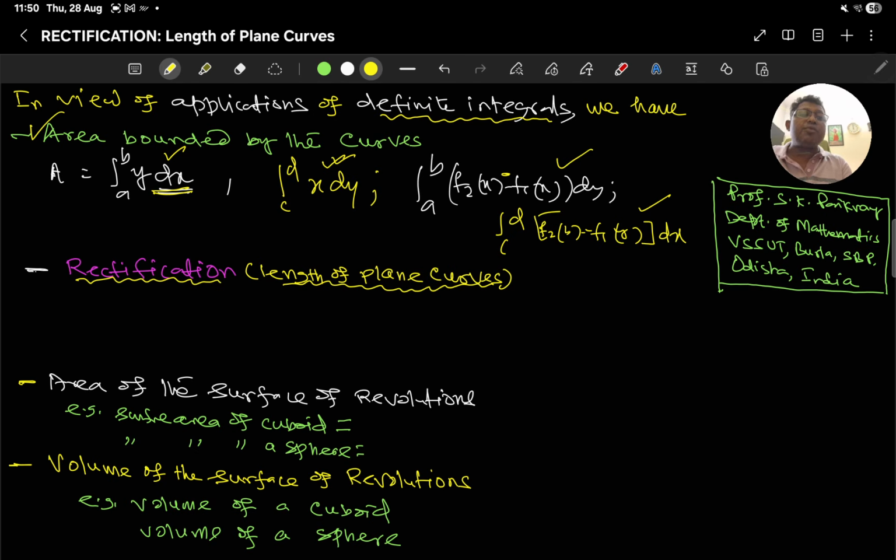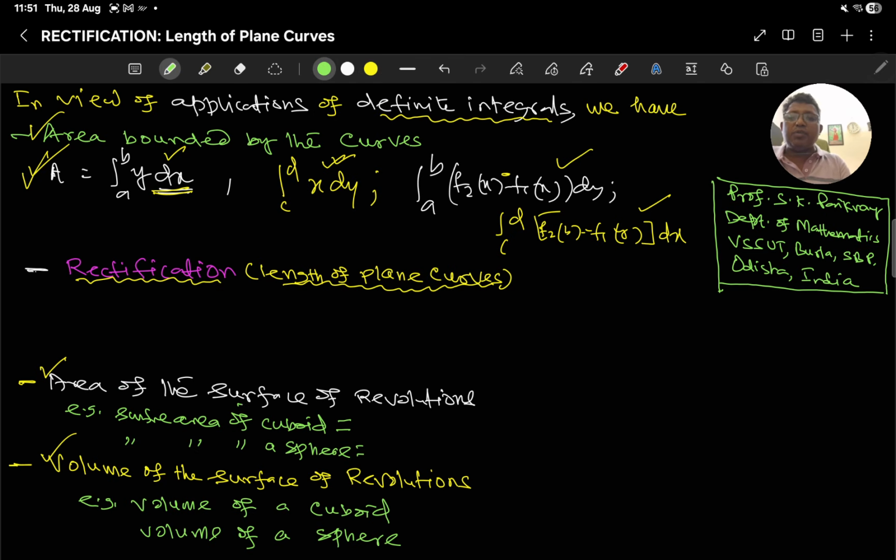So already you have studied this thing, already you know this. Now in this current discussion we will study the rectification, and subsequently we will learn the area of surface of revolution and the volume of surface of revolutions, right?